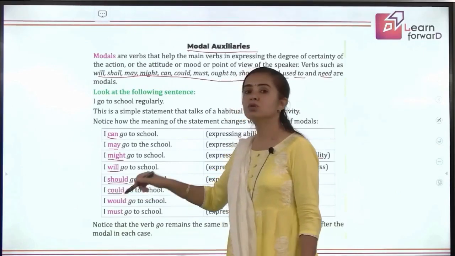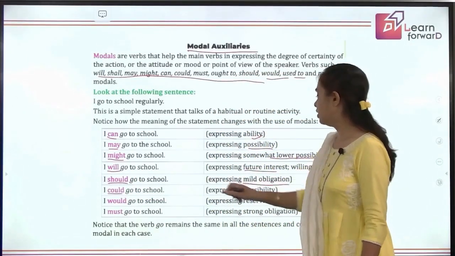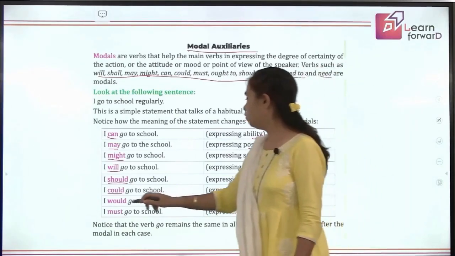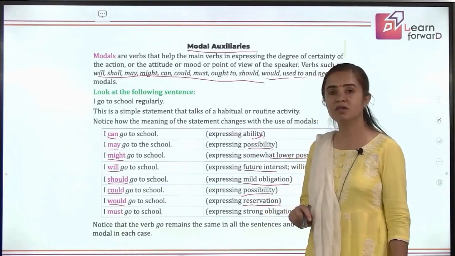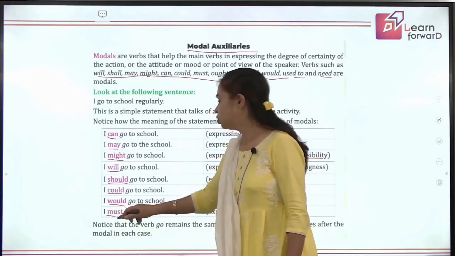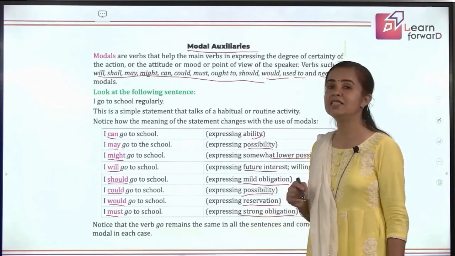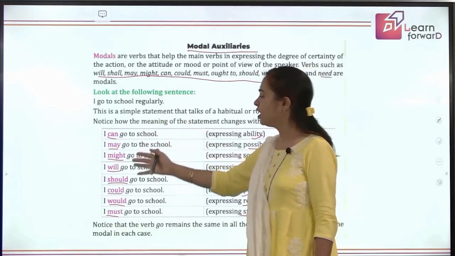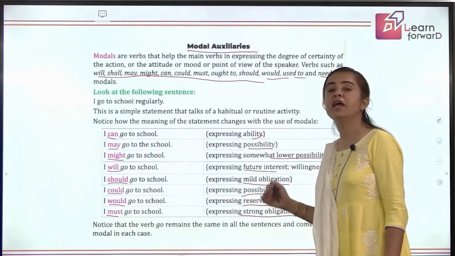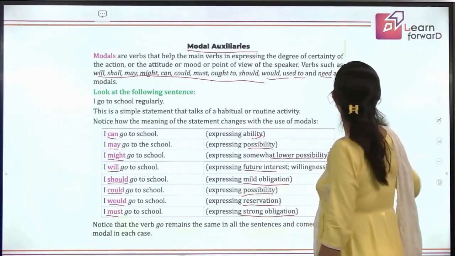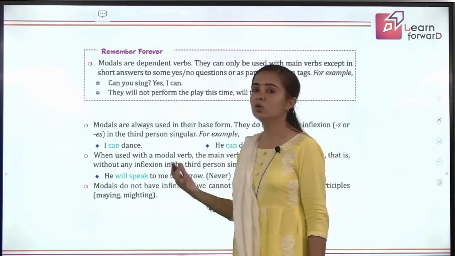I could go to school, that means in past tense you are showing your ability, and then it shows possibility also. I would go to school, it shows that you are expressing some reservation. Then I must go to school, that shows it is your strong duty. It's needed, it's a need of time. So how we have changed just the modal auxiliary in the verb, it has changed what is the inference of the sentence, right? So this is how the modal auxiliaries show the mood of the speaker.